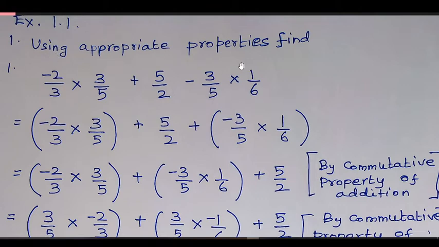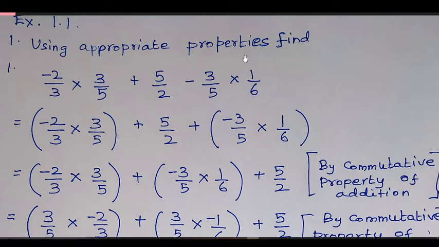Using appropriate properties, find minus 2 by 3 into 3 by 5 plus 5 by 2 minus 3 by 5 into 1 by 6. Okay, this question is we need to solve this expression and find the final answer using appropriate properties. So what are the properties available?